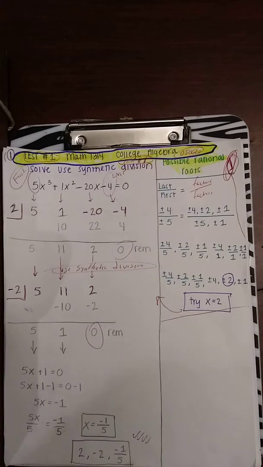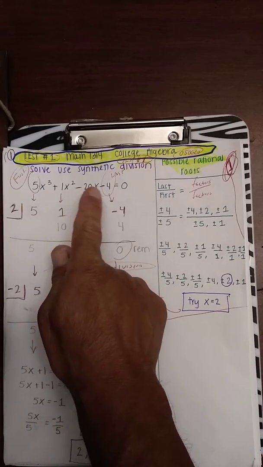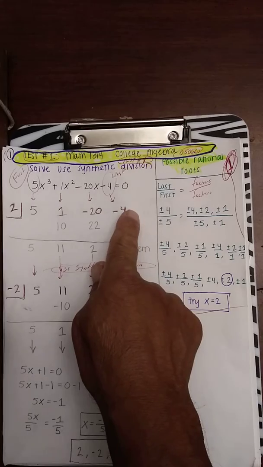Alright, let's do test number 1, Math 1314 College Algebra. Today is 05/06/20, test number 1 for College Algebra. Let's do this problem by synthetic division. We have 5, 1, -20, -4. Put them in here. There are the numbers.